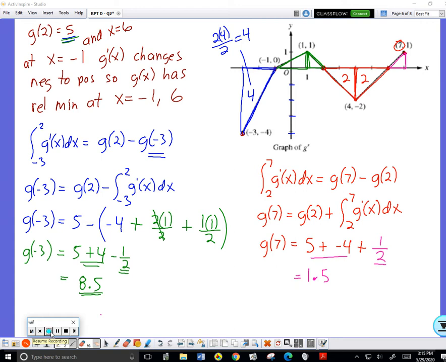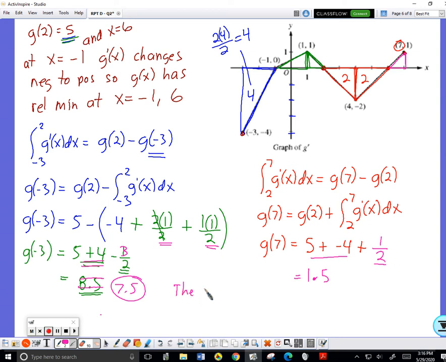So I got going a little fast over here. I forgot about this 1. 1 plus a half is 1 1/2, or 3/2. Which means this is 9 subtract 1 1/2, which is really 7.5. That's the largest value. I just have to write down the answer now.